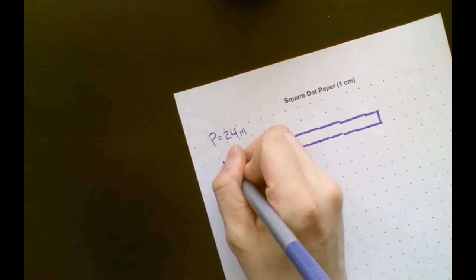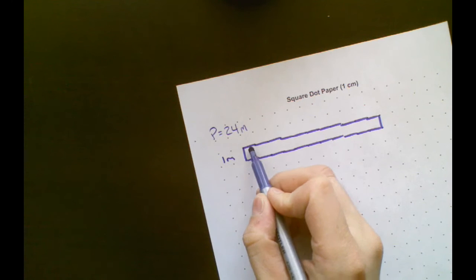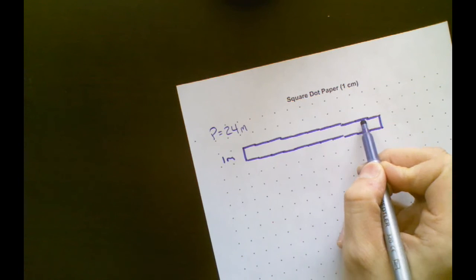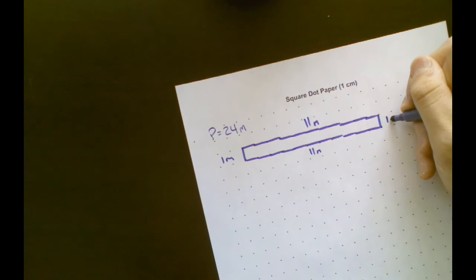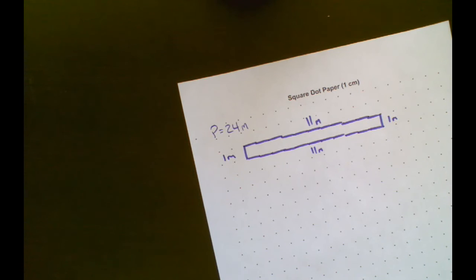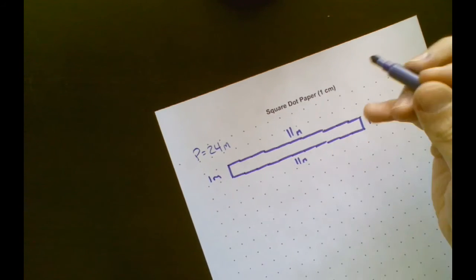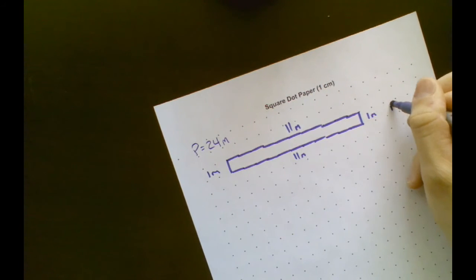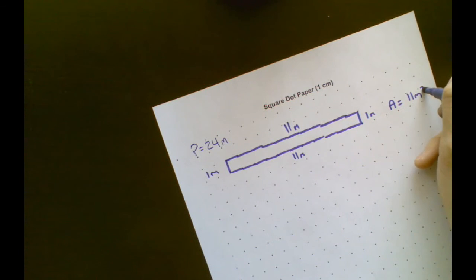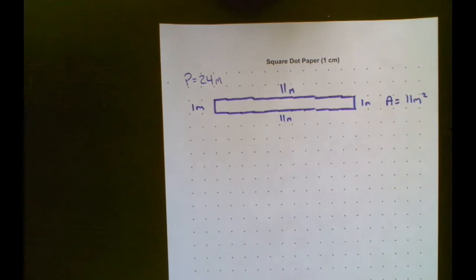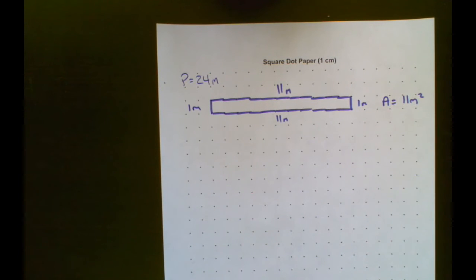So I have a width of 1 meter and a length of 1, 2, 3, 4, 5, 6, 7, 8, 9, 10, 11 meters. Okay, which results in a perimeter of 24 meters. That area, I'll just put it over here, is going to be 11 meters squared. All right. Is that the biggest area? Is it the smallest area? Okay, if you remember back, if we got long skinny, it's going to be the smallest possible area.